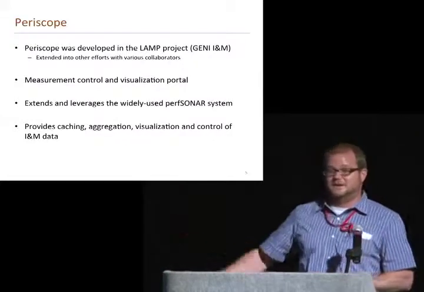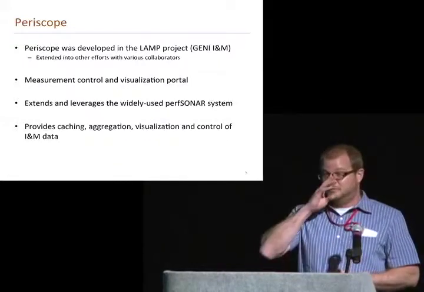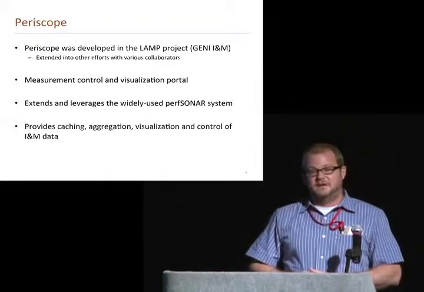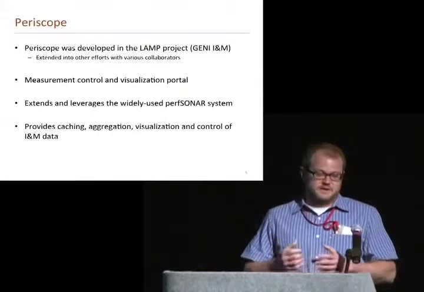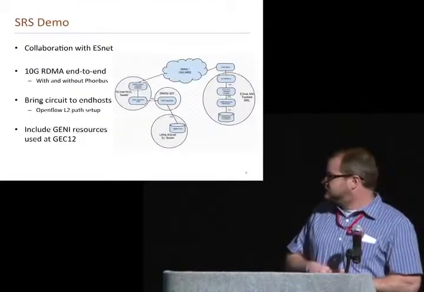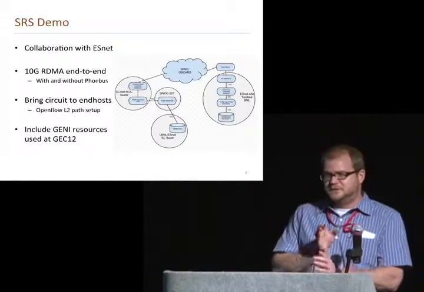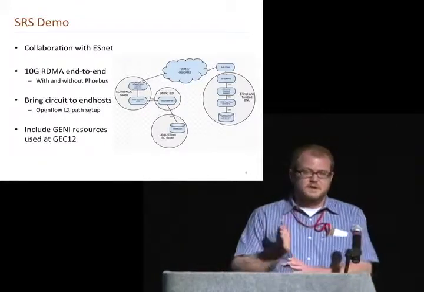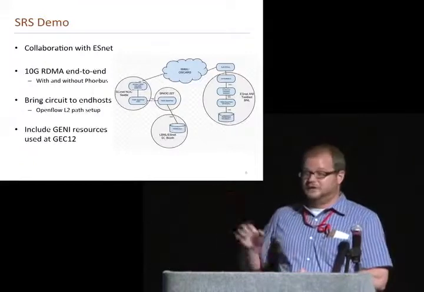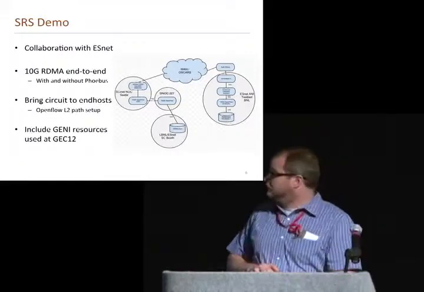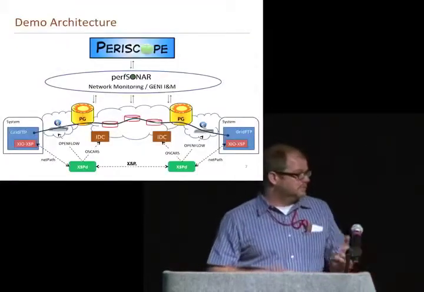I'm not going to say anything about Periscope. We did a demo last night. Please join us in the I&M sessions this time or next time. Ask us questions. Other experimenters, we'd love to help you use Periscope in your GENI experiment. Briefly, the SRS demo: the primary difference in the demo in 2 weeks is that we'll be doing this with 10 gigabit links and using RDMA, as I said. You can maybe talk through the next part, and I'll go.